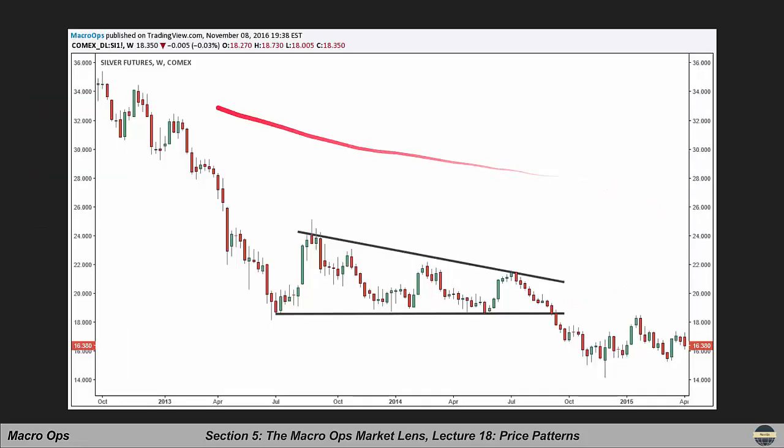So here's a great example on silver futures, a very, very clear descending triangle. And we see a key here is that lower high and then a solid breakout of horizontal support that ended up having a pretty good trend for a few months.